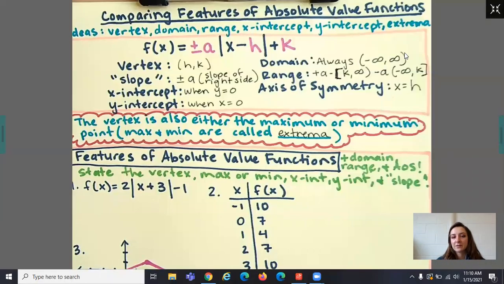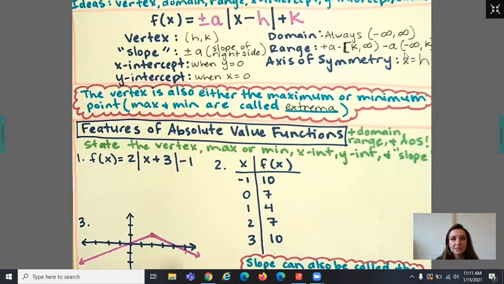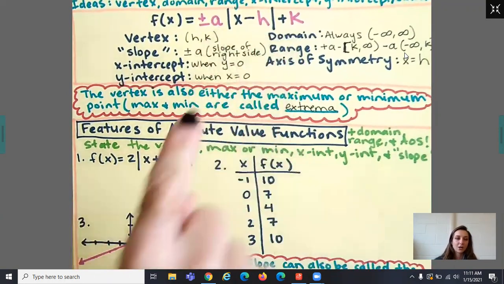Okay, so in this next video, we are going to be working with actually stating the features of absolute value functions. And we're going to look at this with the equation, with a table, and with a graph. So let's first start with the equation. And we're going to be using these values up top to help us.